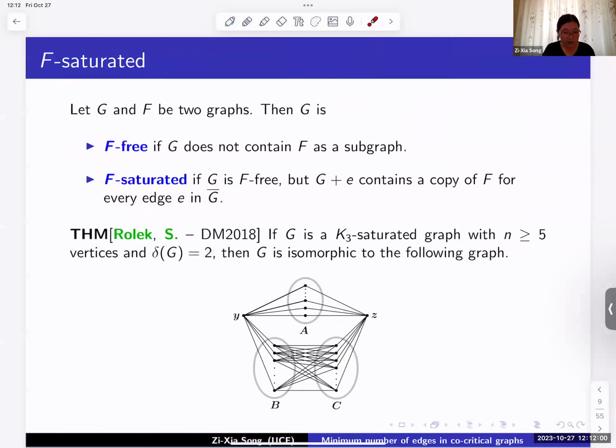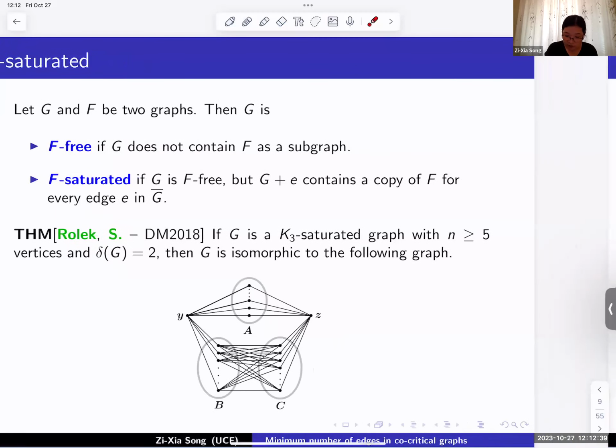And when we started working here with my former PhD student, Martin Rolek, for K3, we were looking for non-bipartite K3 saturated graphs with minimum degree 2, and your graph is isomorphic to this one. So this is an independent set, independent set, independent set. This is a complete adjacency here. So we have infinitely many K3 saturated graphs that are not bipartite.